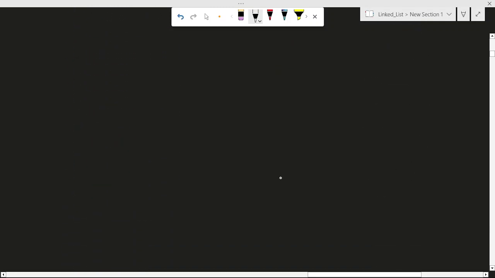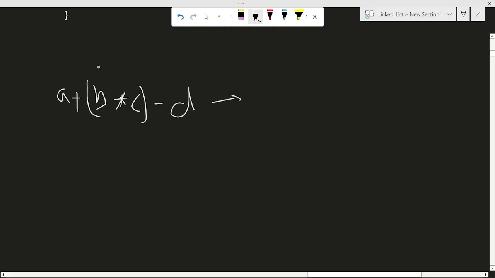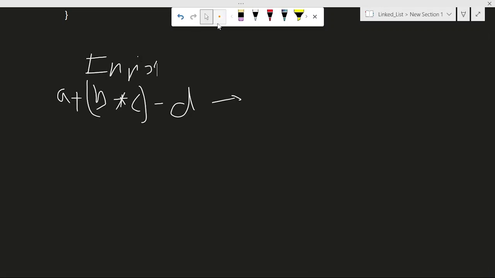So imagine I have an expression. The expression goes like this: a, then b multiplied by c, then imagine I have d. So this is my expression. How do we convert this? This is infix, right? This is infix. Let me type it so it will be much easier to understand.